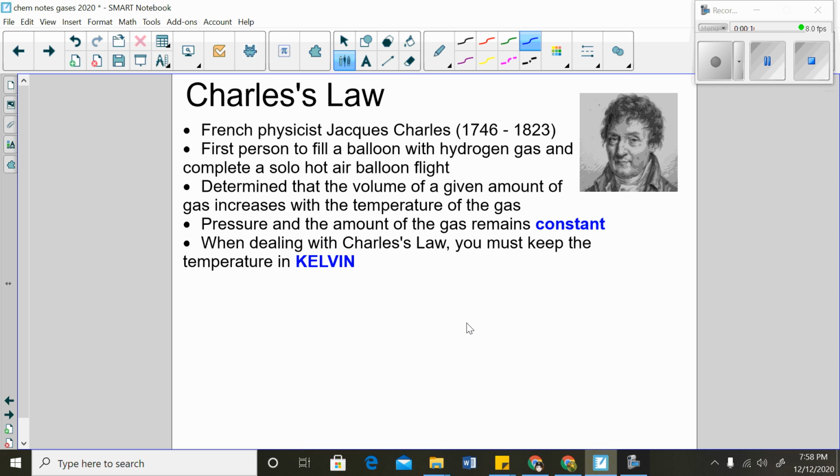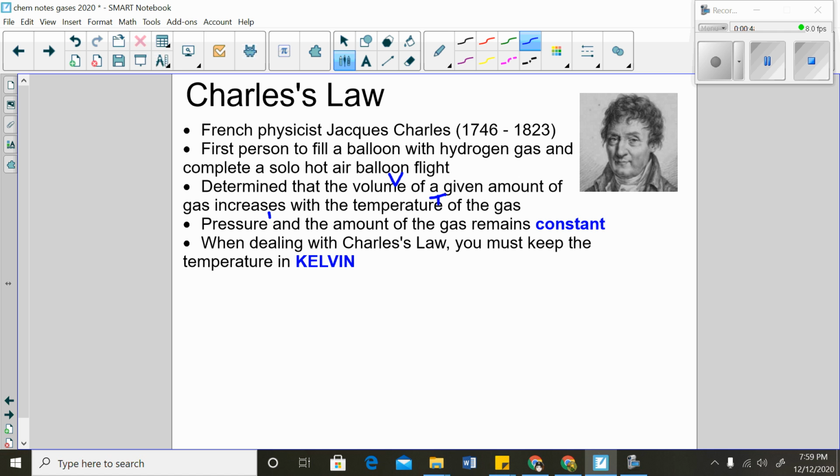What he's actually famous for is being the first person to fill a balloon with hydrogen gas and completing a solo hot air balloon flight, which is awesome. Now he determined that the volume of a given amount of gas, that's our V, increases with the temperature of a gas. Hence the hot air balloon ride. There's the hot air, the temperature went up, so the volume of his balloon went up, and up he went.